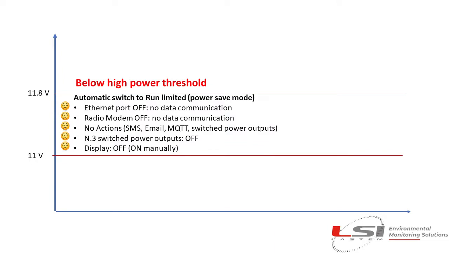Starting from both operative modes, when the power supply level drops lower than the 11.8 volts threshold, called high power threshold, Alphalog will go to run limited operative mode, also called save power mode. Data communication, SMS, email, and MQTT messages and the 3 switched power supply outputs will be deactivated.